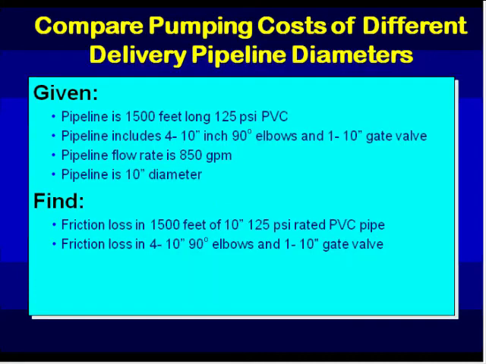Now we go to our multiple diameter system. I'm going to use a larger diameter pipeline here, so we're going to use 10-inch diameter pipe. It's still 1,500 feet long, still 125 psi pressure rating, and we're still going to have the same accessories and flow rate. So now we want to do the calculations listed under the find here, the friction loss in the pipeline and the accessories, just like we did before.